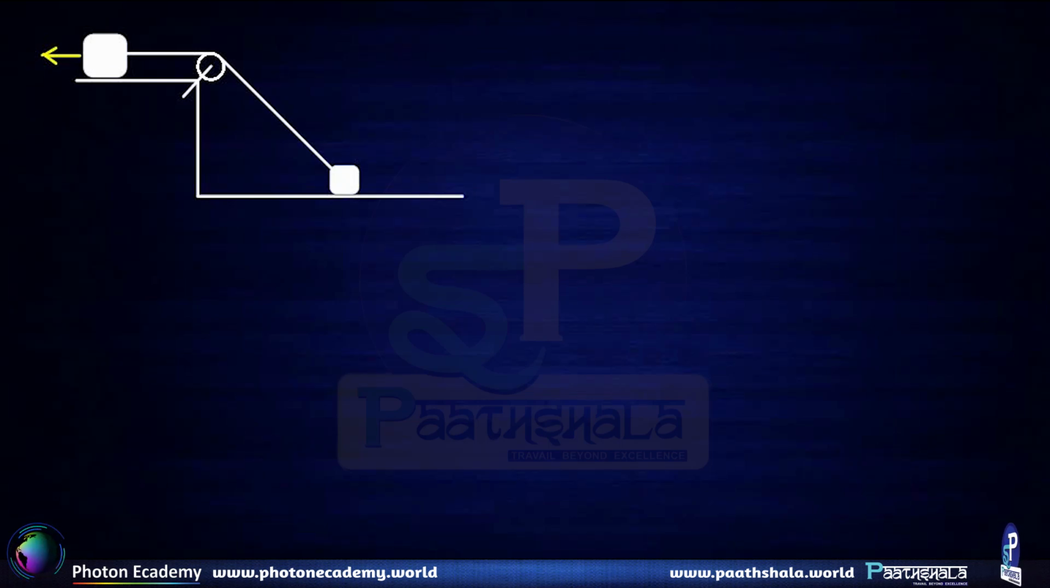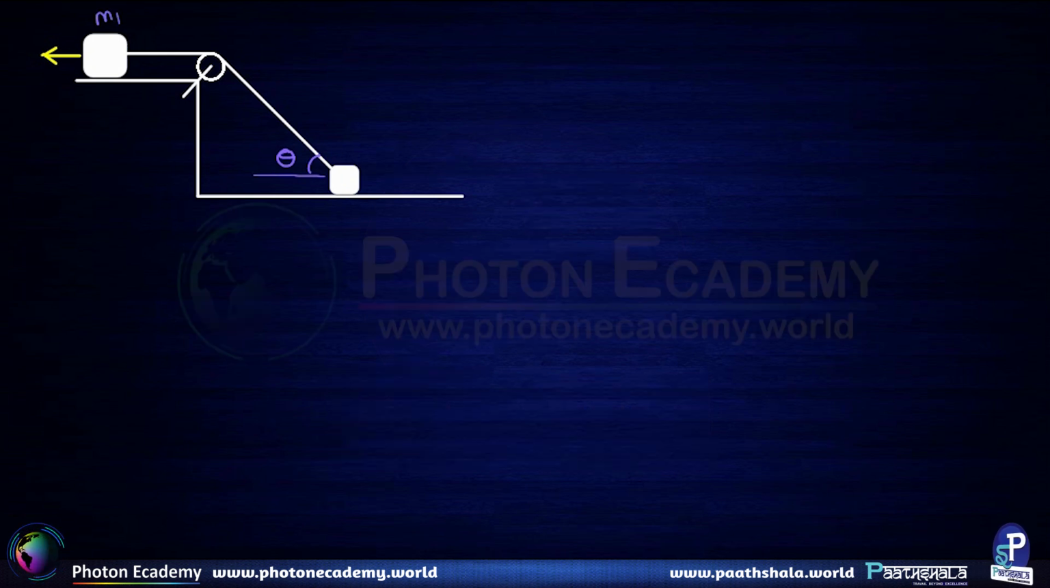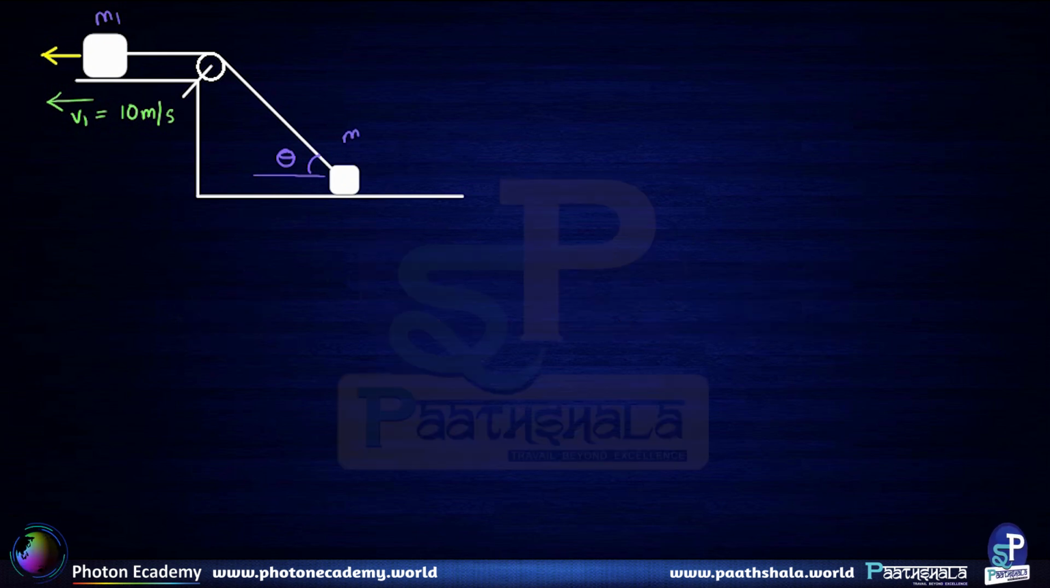In this given diagram, this angle is theta. The block of mass m1 is being pulled towards the left hand side with a particular velocity v1. Let's say v1 here happens to be equal to 10 meters per second. The velocity of the block of mass m2 has been asked.